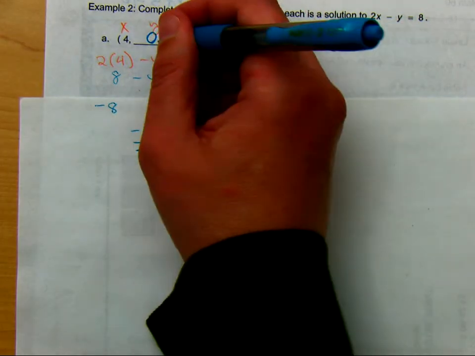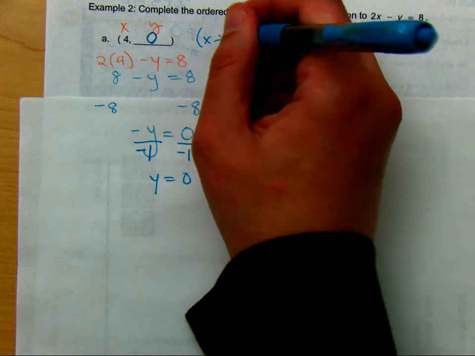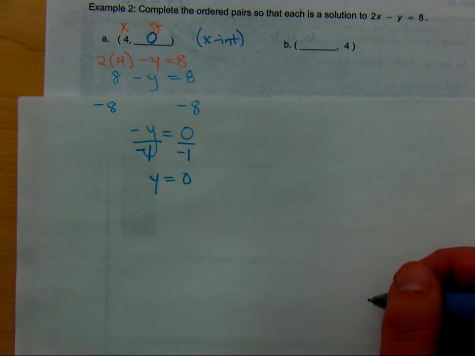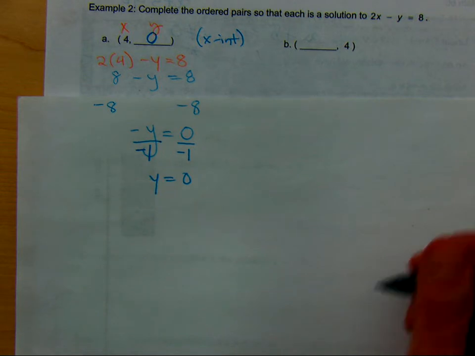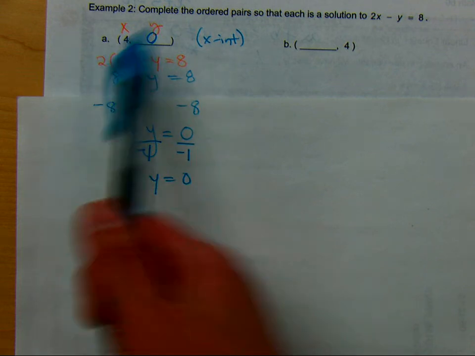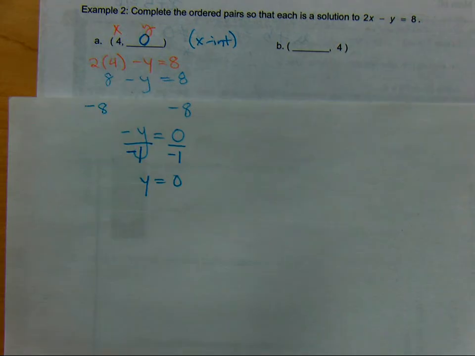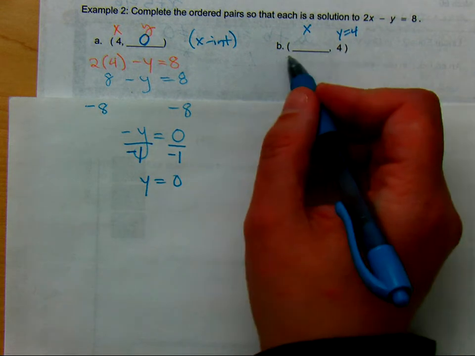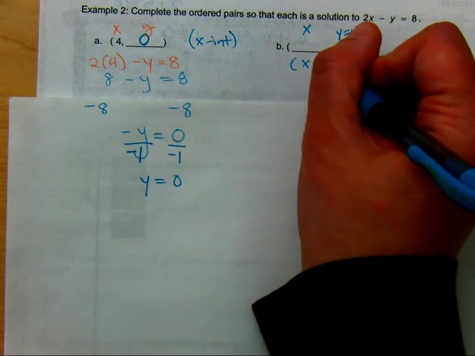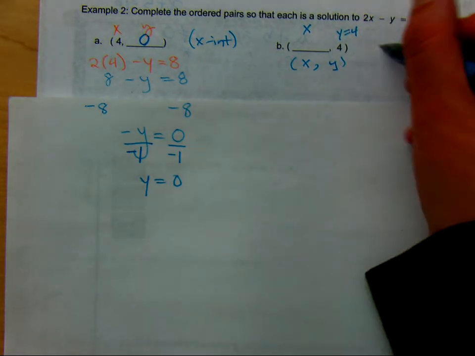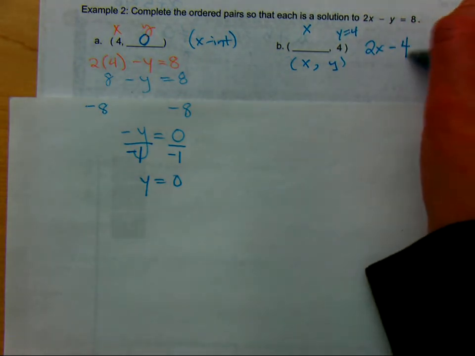So since the y is 0, we're going to call this an x-intercept. Anytime you get a 0, you have an intercept. If one of the numbers is 0, it's an intercept. If y is 0, that's an x-intercept. If x ends up being 0, okay, so let's find out what about this one. I know that y is equal to 4. I want to solve for x because this always goes in the order x, comma, y. If I know that y is 4, I'm going to plug in 2x minus 4 equals 8.